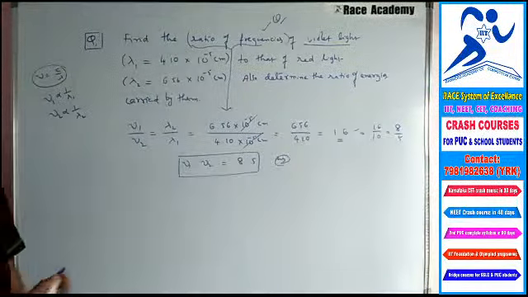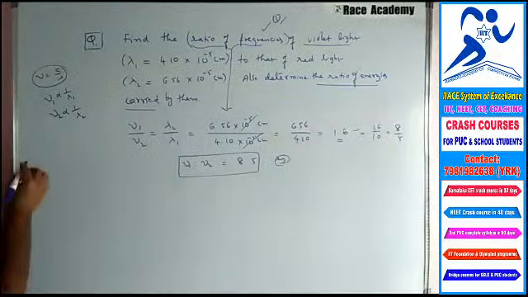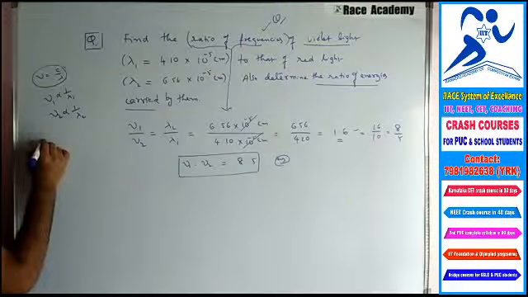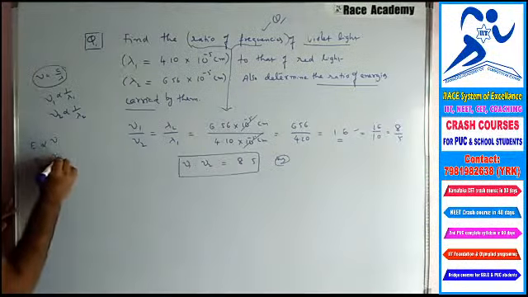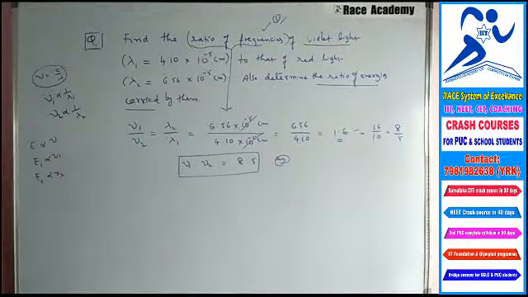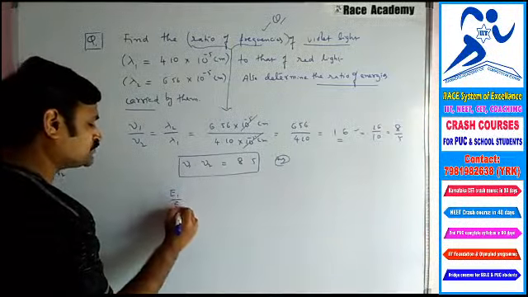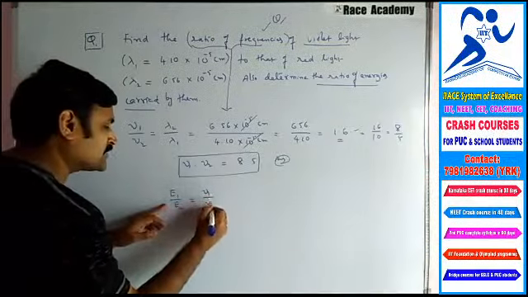The next question they asked is also determine the ratio of energies carried by them. As you all know, the energy E, according to quantum theory, is proportional to frequency. When the energy is proportional to frequency, E1 is proportional to nu1 and E2 is proportional to nu2. Now, what is the ratio between E1 and E2? That means E1 by E2 will become equal to nu1 by nu2.